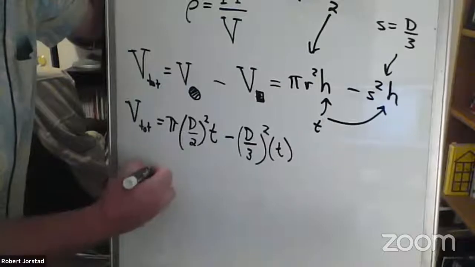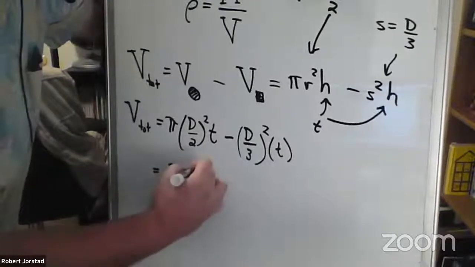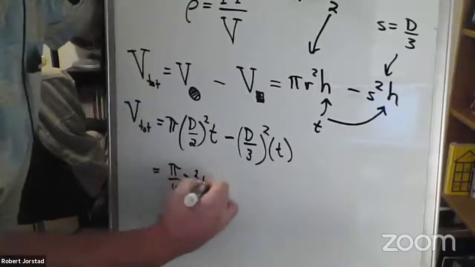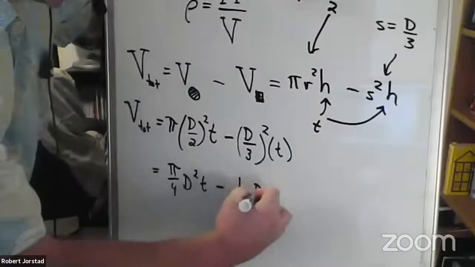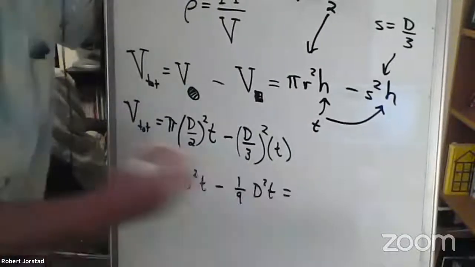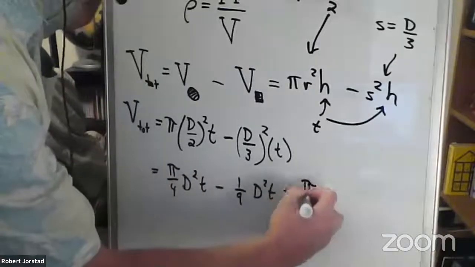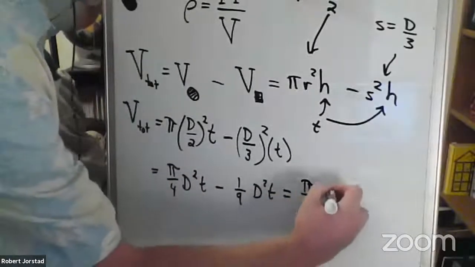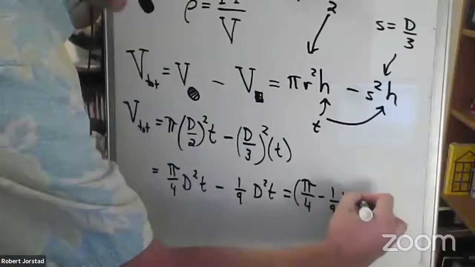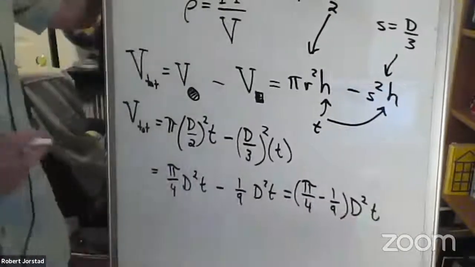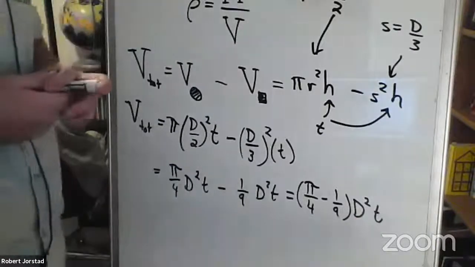So this is going to equal pi over 4 d squared t minus 1/9 d squared t, which is, I think what you were just saying was right, but it takes me that long to get there. So again, definitely d squared t. So that looks like the volume.